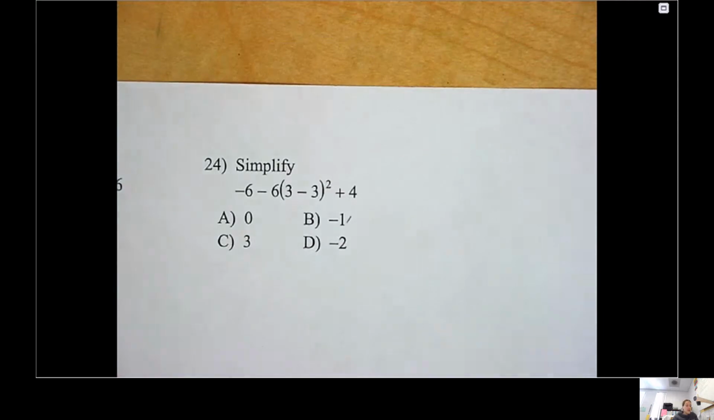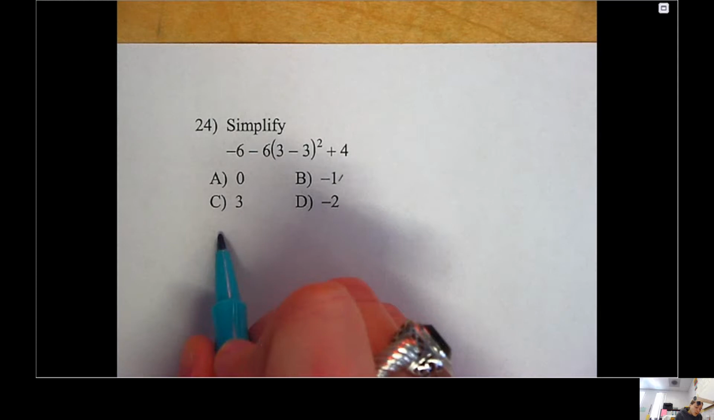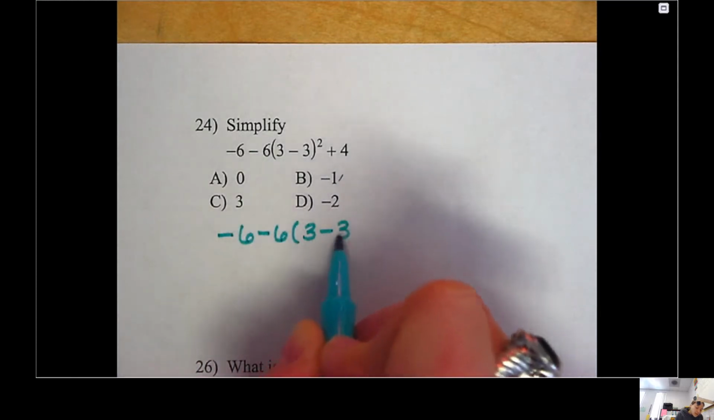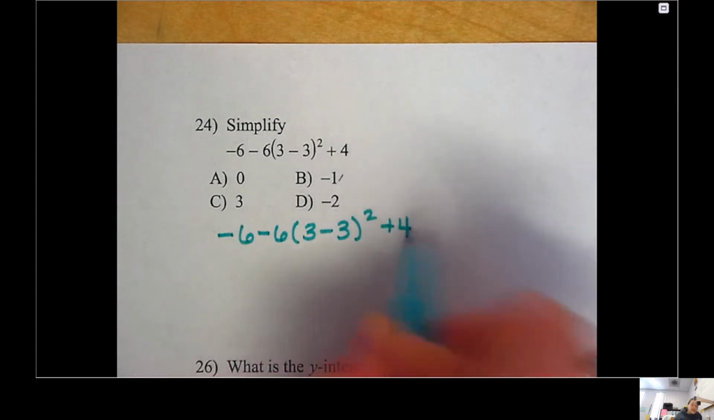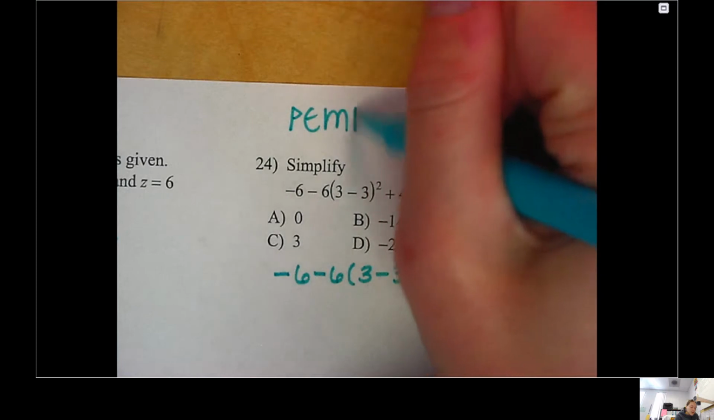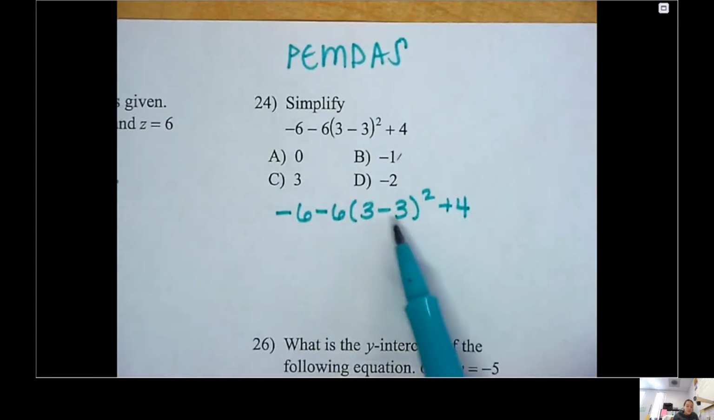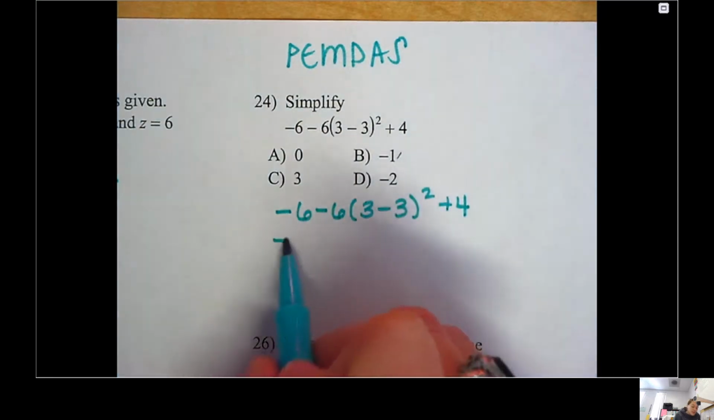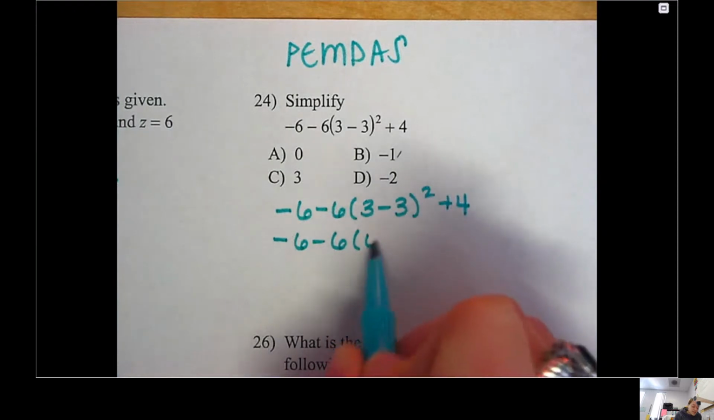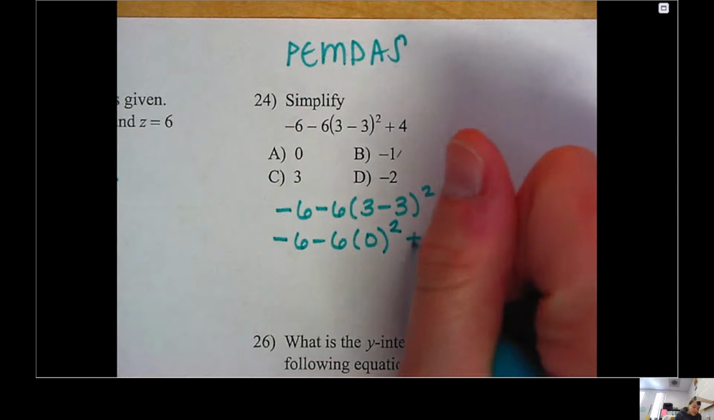24, same thing. Order of operations, we have to simplify. So first thing I'm going to do, after I rewrite it, is PEMDAS. So PEMDAS is here inside. I'm going to do parentheses first. So here's my parentheses. It's 3 minus 3. So I'm going to rewrite everything else. And 3 minus 3 is just 0. And then I bring down my squared and I bring down my plus 4.